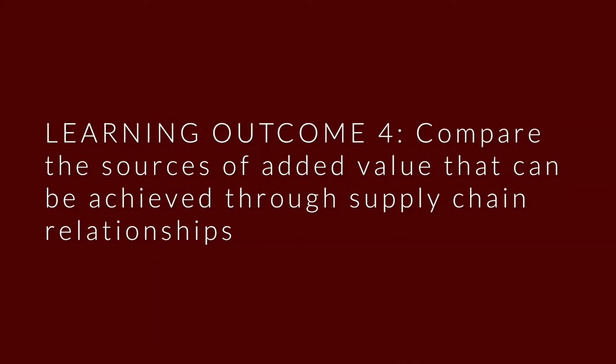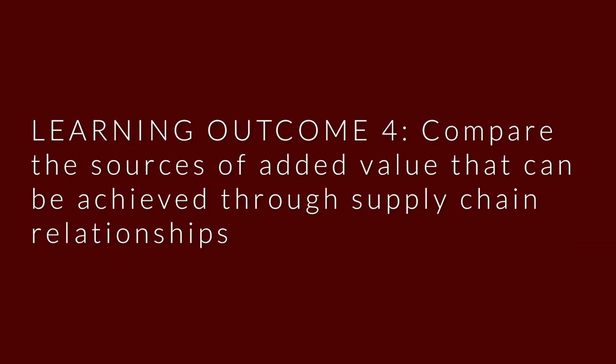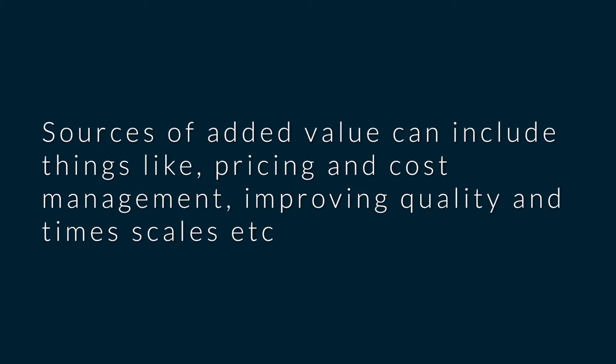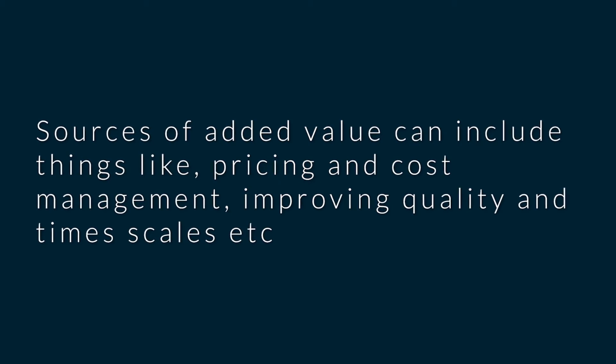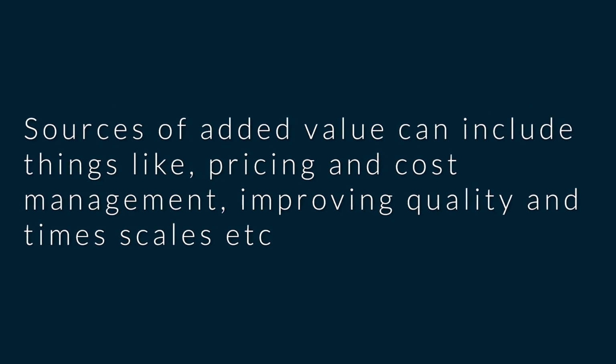Let's move on. Learning outcome 4 requires you to compare the source of added value that can be achieved through supply chain relationships. So there are a number of ways that procurement can add value, okay, through the decision it makes when it comes to sourcing. Sources of added value can include things like pricing and cost management, improving quality, and timescales, etc.